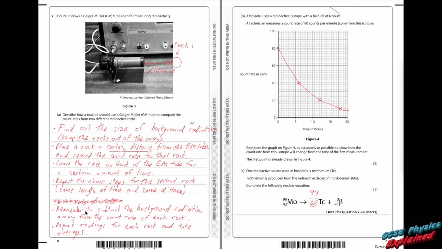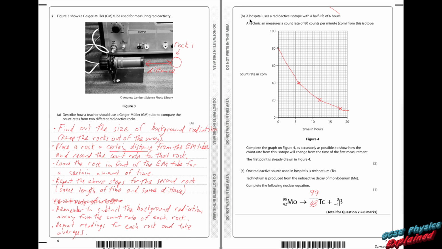Now, in order to get just the count of the rock, remember to subtract the background radiation away from the count rate of each rock. And it's always good to say to repeat the readings for each rock and take the averages.